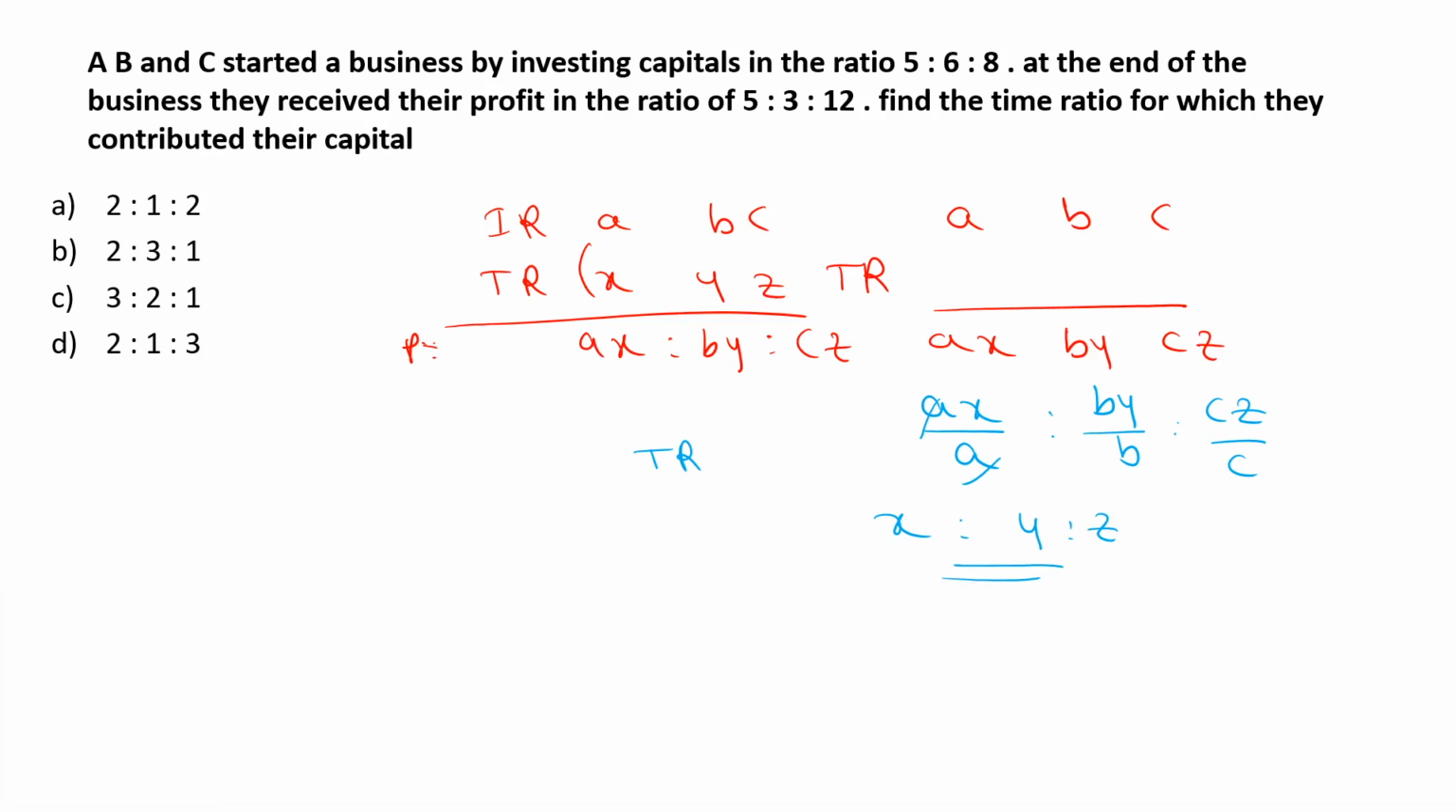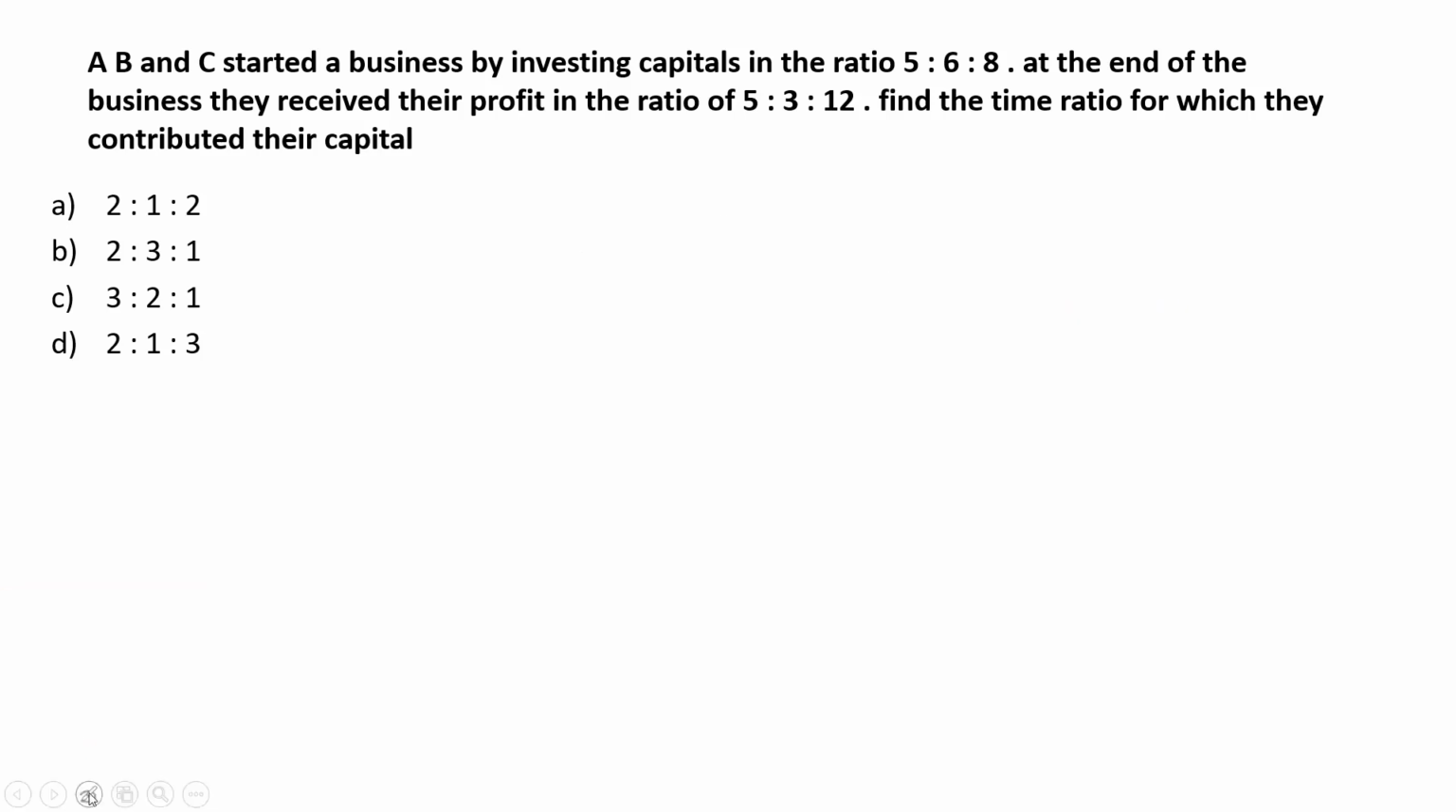Let's do the same thing in the question with the given values to get the correct answer. Here we have the capital ratio, given as 5 is to 6 is to 8, and the profit ratio is 5 is to 3 is to 12. We need to find the time ratio.